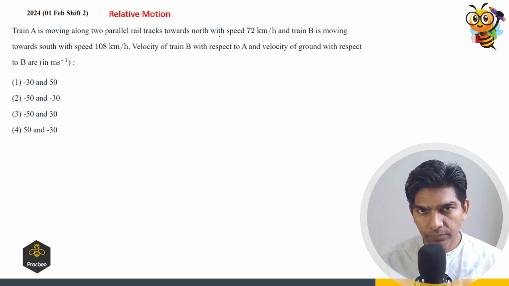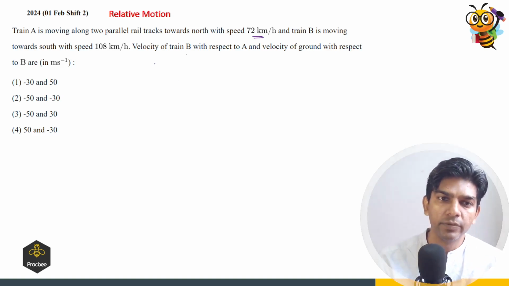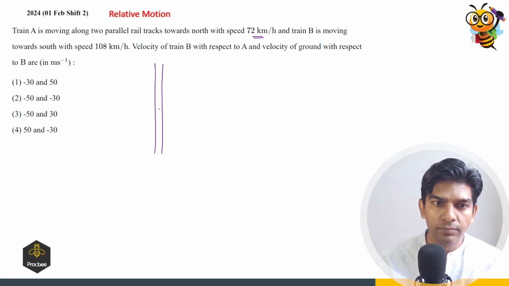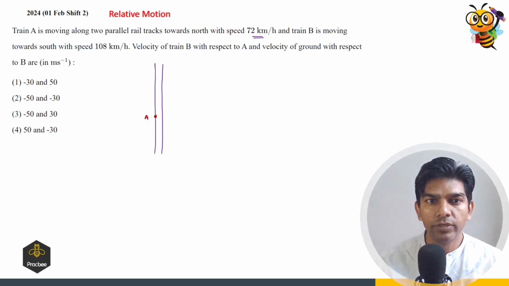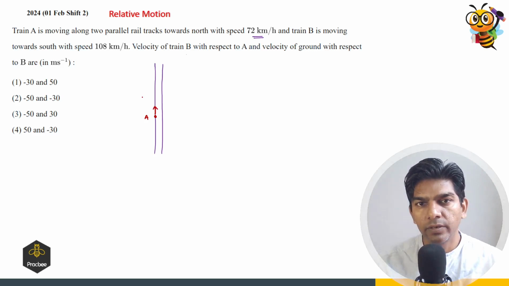Now let's see this question. Train A is moving along two parallel tracks towards the north with a speed of 72 kilometers per hour, and train B is moving towards south with 108 kilometers per hour. We have to calculate the velocity of B with respect to A and the velocity of ground with respect to B. So let me show you two parallel tracks. This is train A, which is going towards north at 72 kilometers per hour, and we have to find the answer in meters per second. Let us first convert this into meters per second.